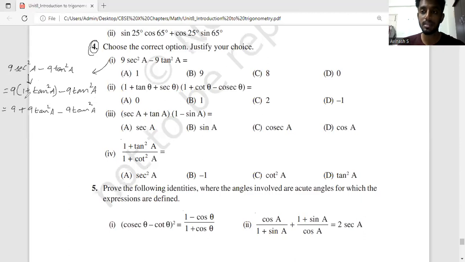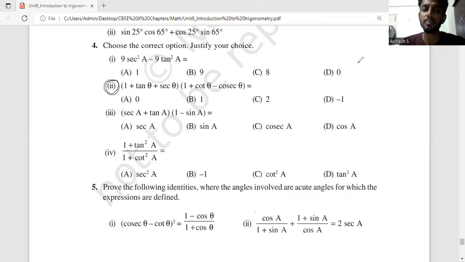Now 9 has been taken inside the bracket. Now you get 9 plus 9 tan square A, and then you have another minus 9 tan square A in the expression. And then you cancel minus 9 tan square A plus 9 tan square A. And you're left with the answer, which is 9. So therefore the answer is option B. So this is how you do this question.